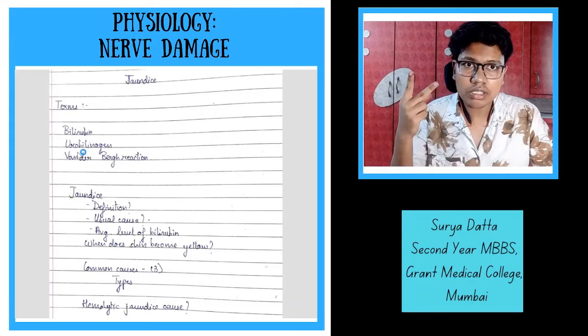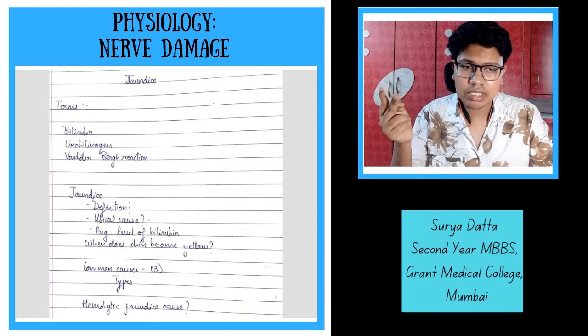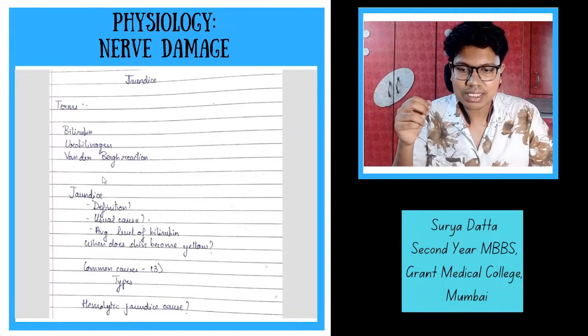These two parts are basically the first part of the Vandenberg reaction where you will test for unconjugated bilirubin, and then the second part where you will solubilize everything and allow for the formation of conjugated bilirubin, right? It doesn't matter which part you do first, but you should remember that it's a biphasic test.